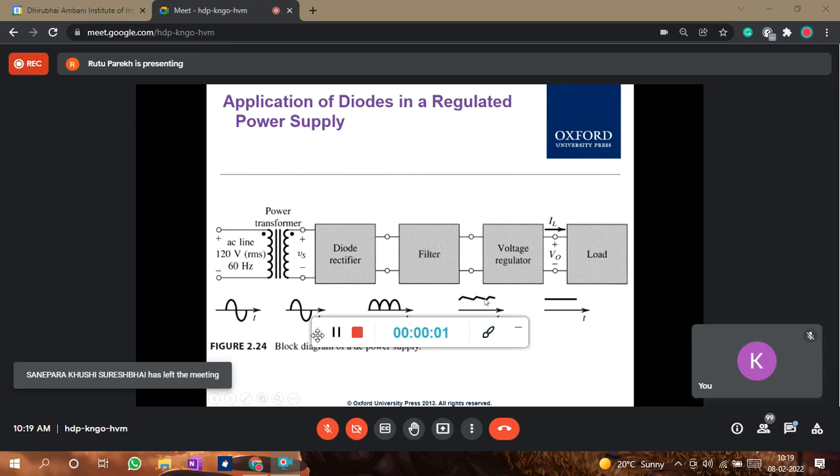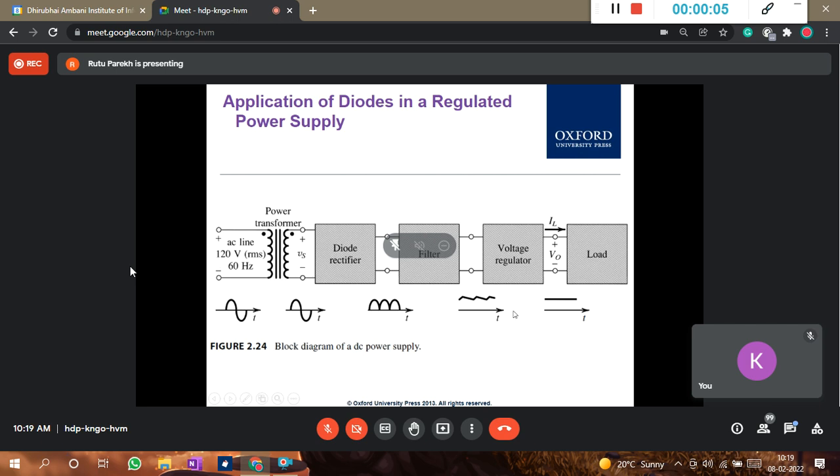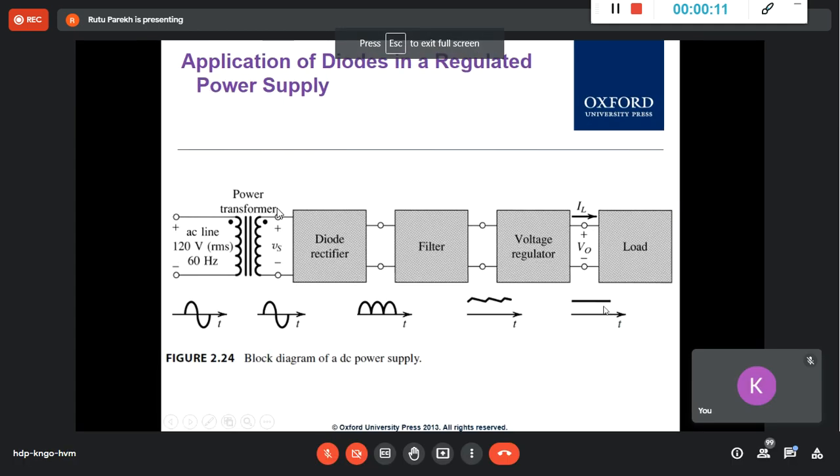Whatever the fluctuations are, they are further regulated, or you can say it is converted into pure DC, and then given to the load. The load can be charging of your cell phone or your TV set or whatever electronics you are running. So that is the load here.